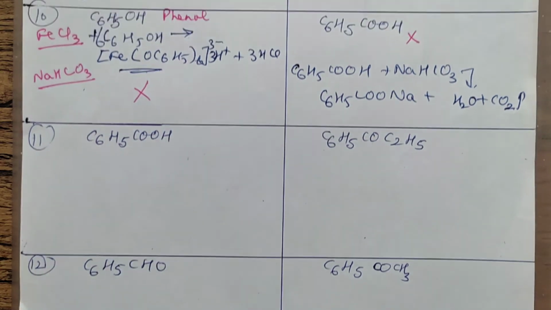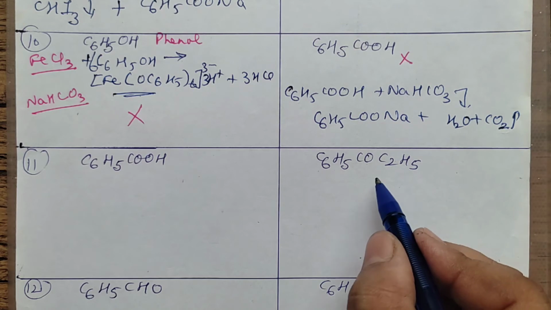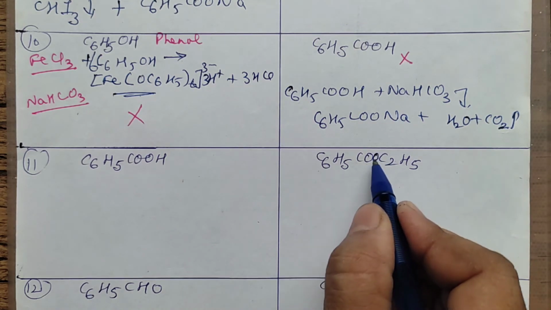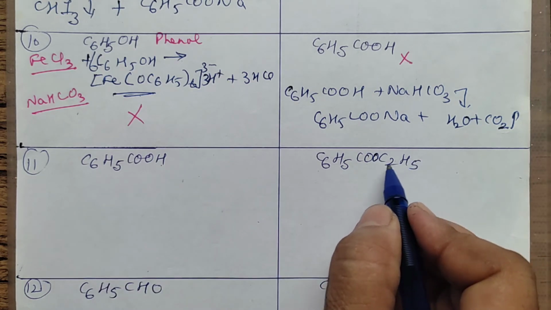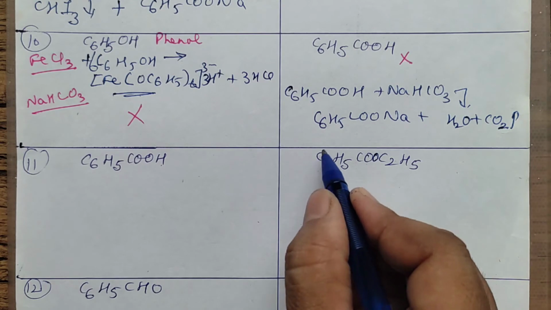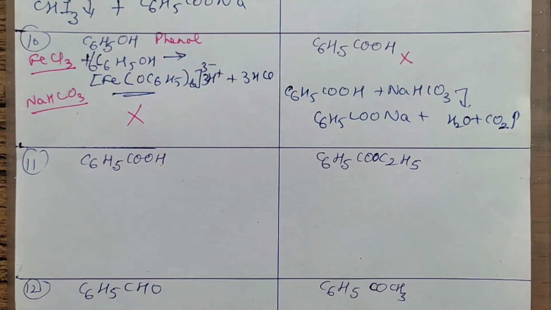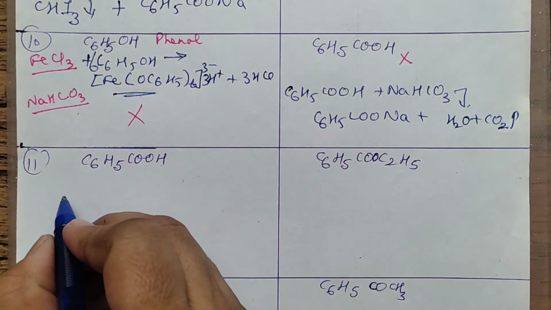Now, let's move on to the next, distinguish between benzoic acid and the other one. Let me keep these two in the same frame because a similar test is coming here. One is benzoic acid. The other one is an ester, where the H is replaced by ethyl. So it is ethyl benzoate, the ester of benzoic acid.